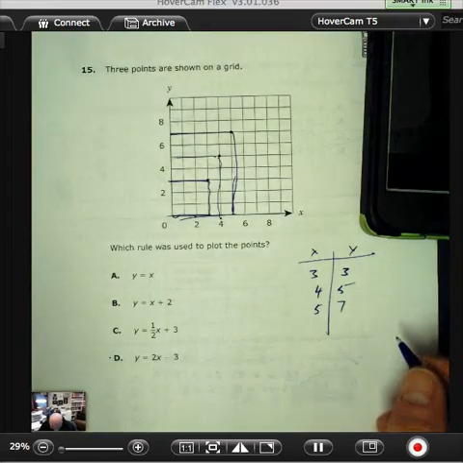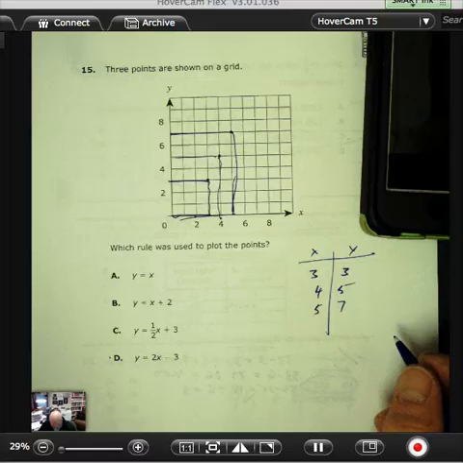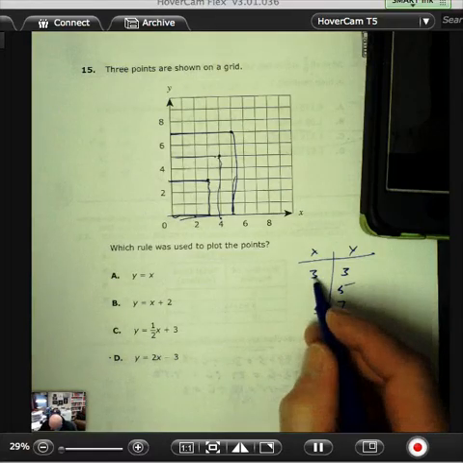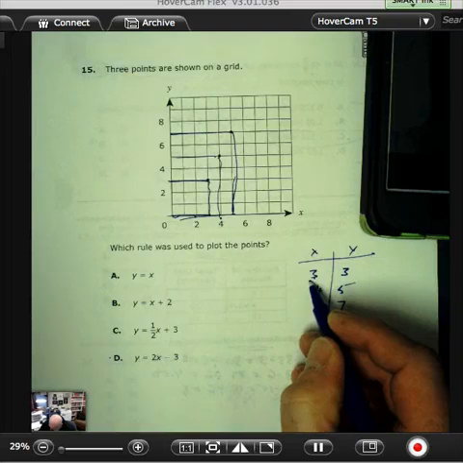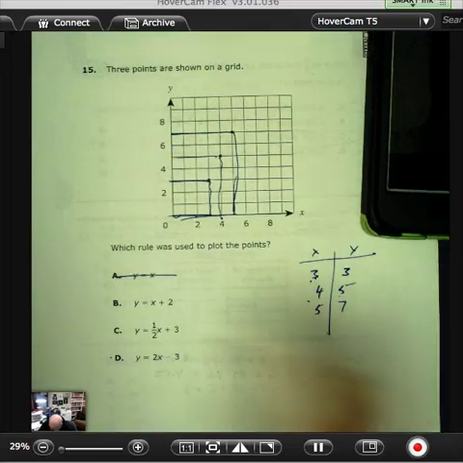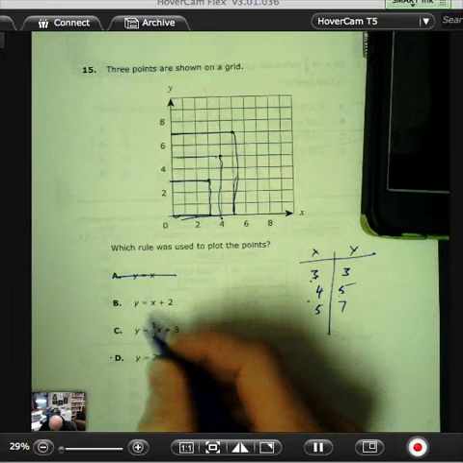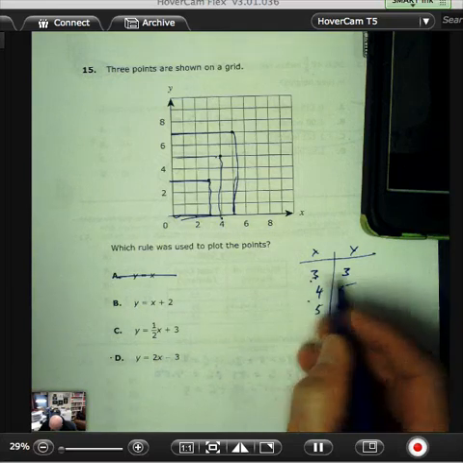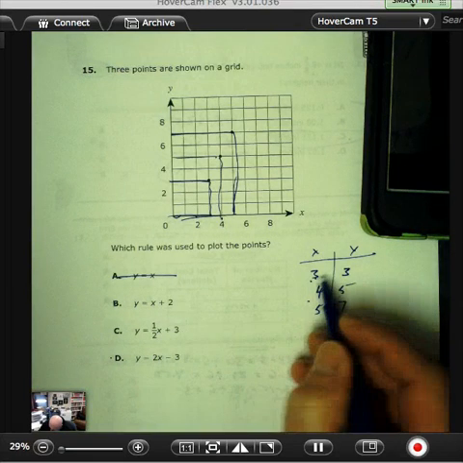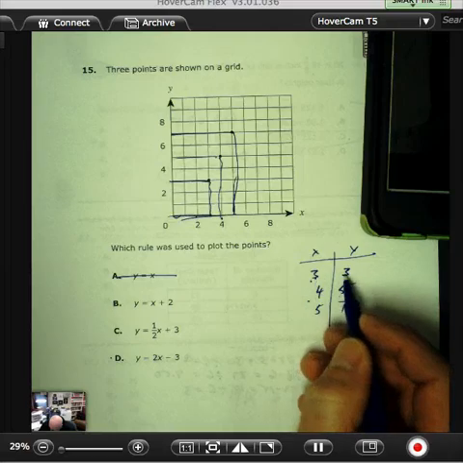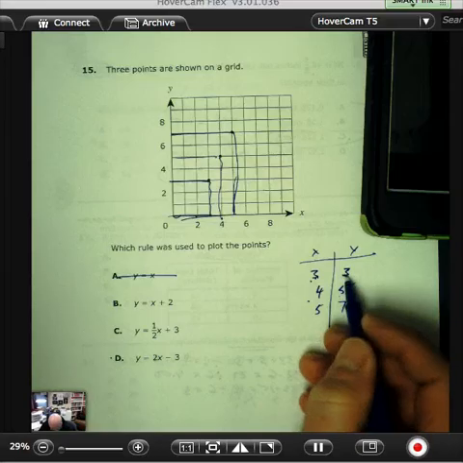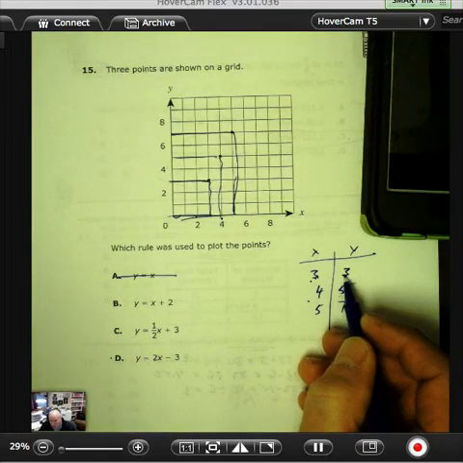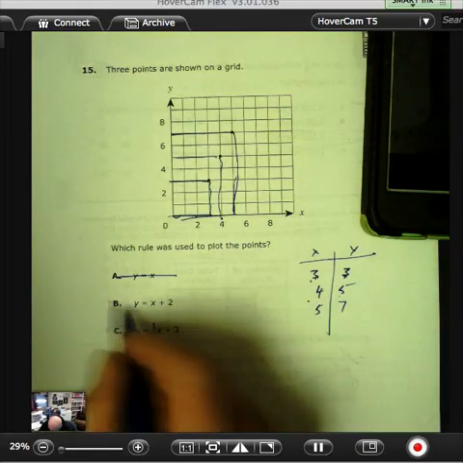Okay, which rule was used to plot the points? So we just have to check it. Does y equal x? It does equal x here, but not here, so it can't be that one. Let's see if it could be x plus 2. Does y equal x plus 2? Well, it's not x plus 2 because that would have to be 5, so it would be 3 plus 5. So it can't be that one.